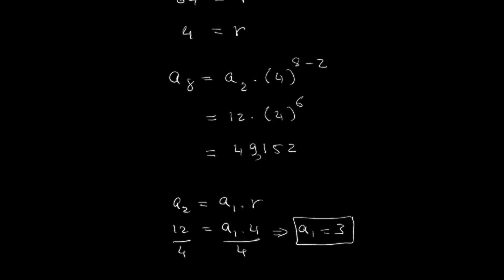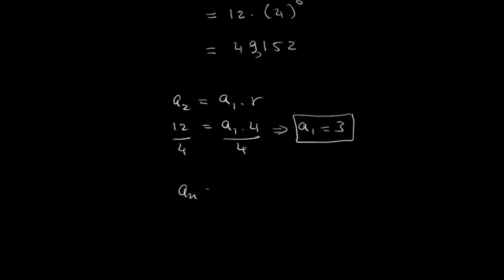Now the recursive formula would be aₙ is equal to aₙ₋₁ times the common ratio. The common ratio is 4, done. And here we have a₁ is equal to 3, and that would be the recursive formula.